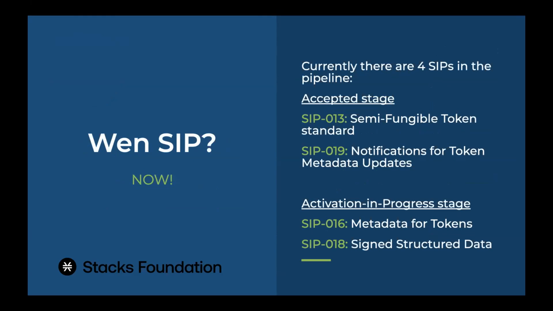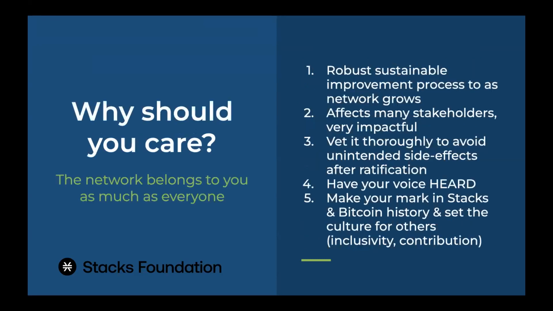So what do we have right now in the SIP pipeline? We have 4 SIPs currently. Some of them are accepted, some are activation in progress. I'll let Mike and Marvin go into details of those SIPs. But yeah, lots of work is actively happening. People are doing commits and stuff on GitHub. So lots of work has been done.